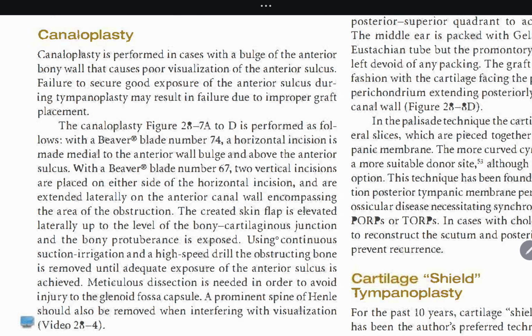is exposed. Using continuous suction irrigation and a high speed drill, the obstructing bone is removed until adequate exposure of the anterior sulcus is achieved. Meticulous dissection is needed in order to avoid injury to the glenoid fossa capsule. A prominent spine of Henle should be removed when interfering with visualization.